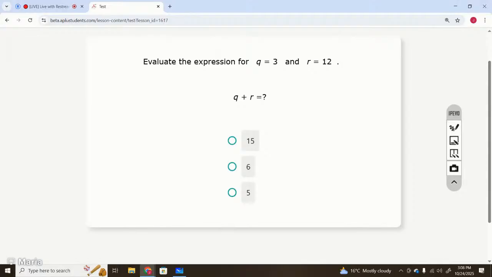Evaluate the expression for q equals 3 and r equals 12. That is 12 plus 3. So 12 plus 3 is 15. Option number 1 is the correct option.